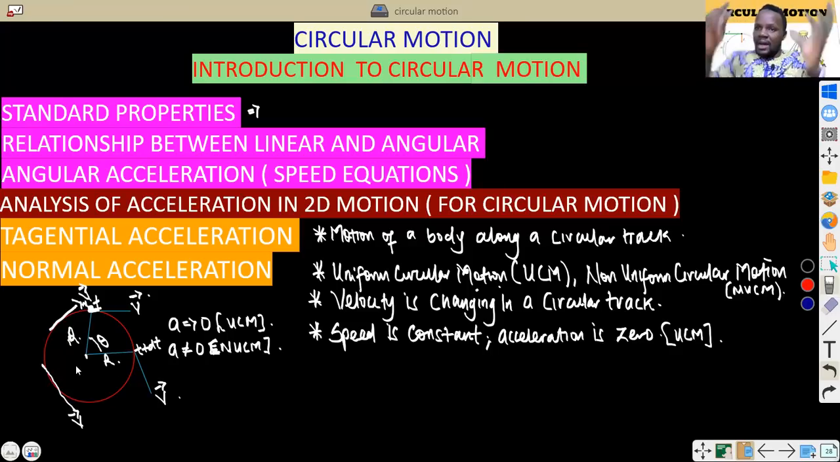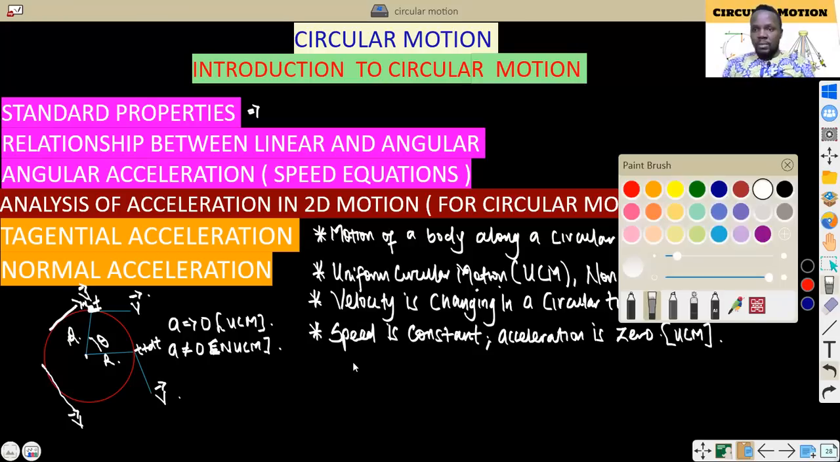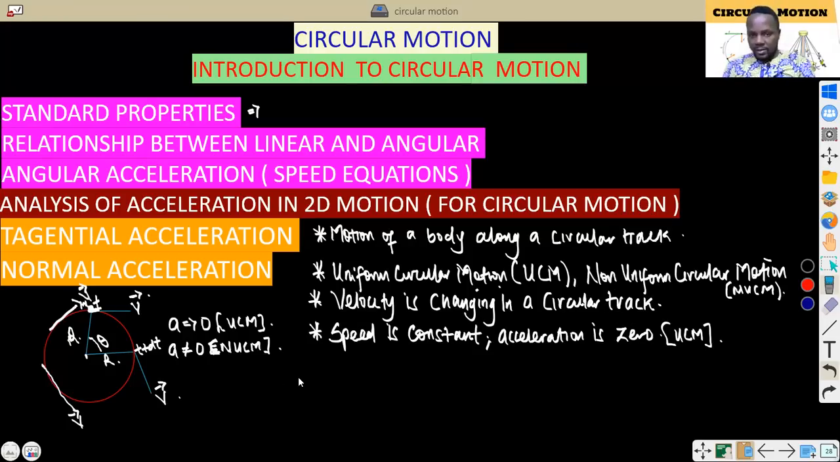So it is like an arc. The first standard property I will define is what we call angular displacement, which is very important for students to keep in mind. I hope you have learned about this in your early classes. Angular displacement is the theta that you see there, because it is forming an angle as it's moving from one point to another point.